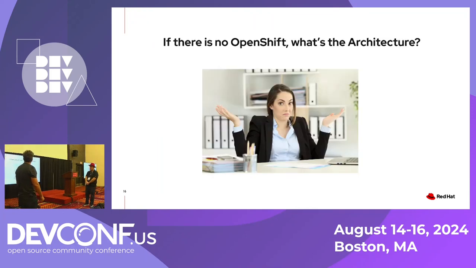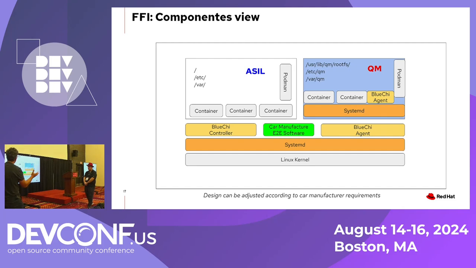Next slide. So without OpenShift or Kubernetes, what's the architecture? We have two partitions. When you speak about the ASIL, this is the compute space that should host the uninterfered processes. And the QM is another partition, where all the non-critical processes should run. And we have the basic layer. You see all the components, our Linux components, which already exist in the market.